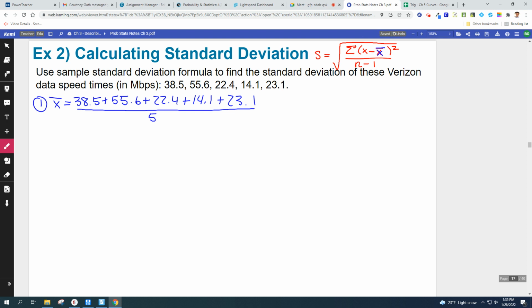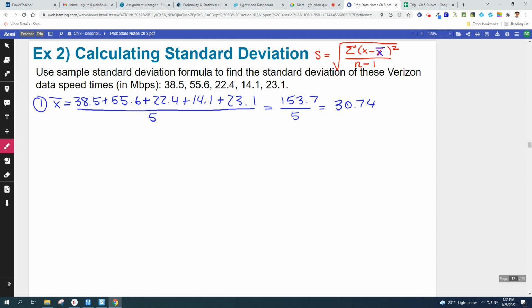We actually already did this problem in a previous lesson. We added those numbers up. You might recall we got 153.7 over 5, which is 30.74. That is not the answer. That is not the standard deviation. That is the mean. Okay? So just think about it. Look at the equation and think about order of operations.